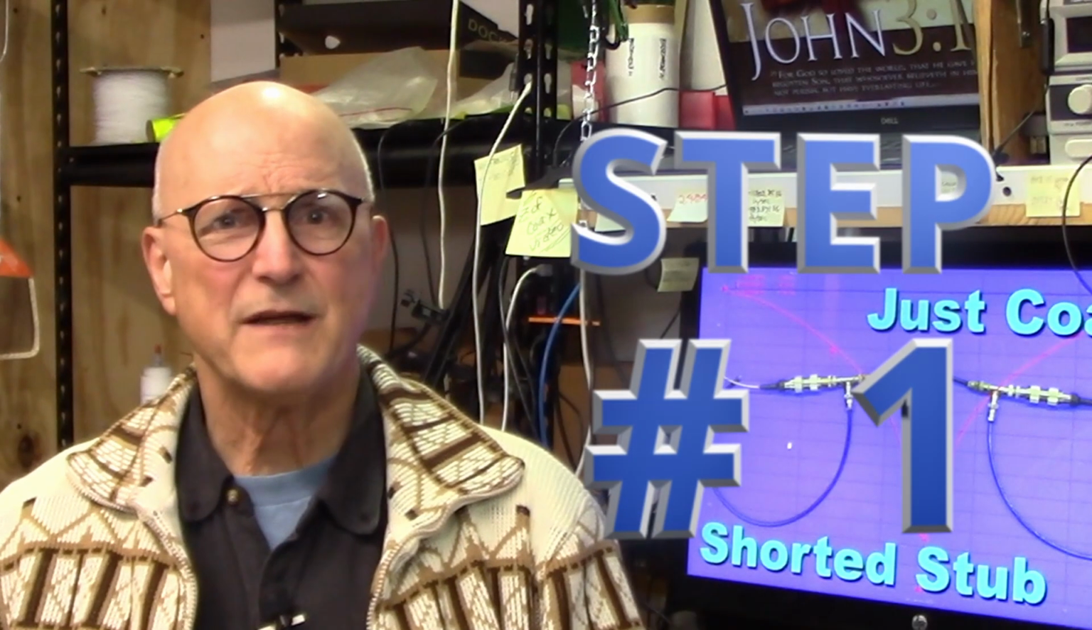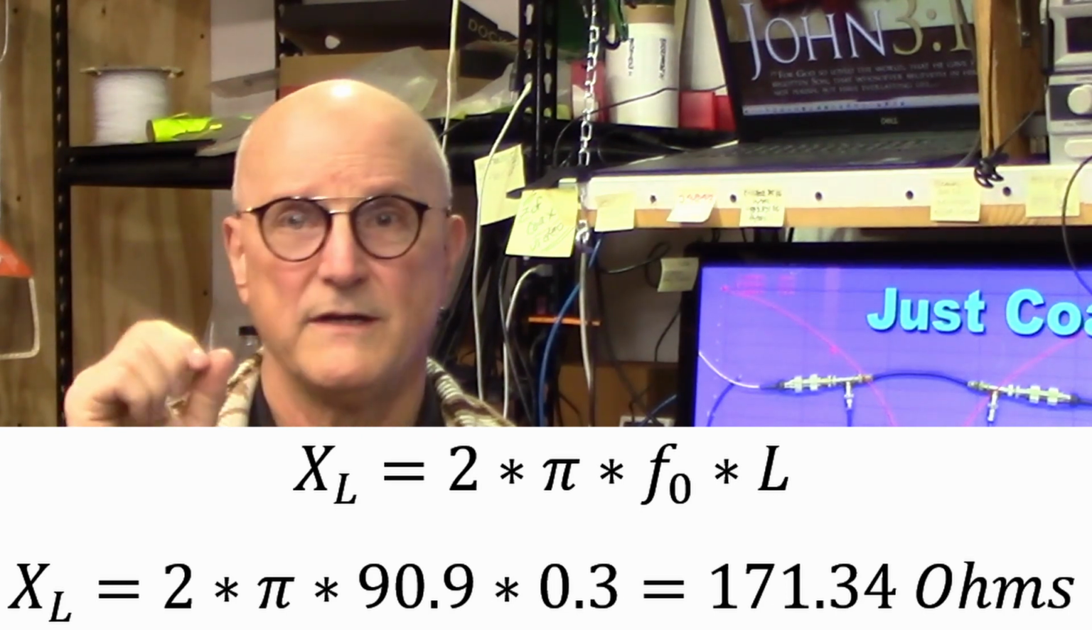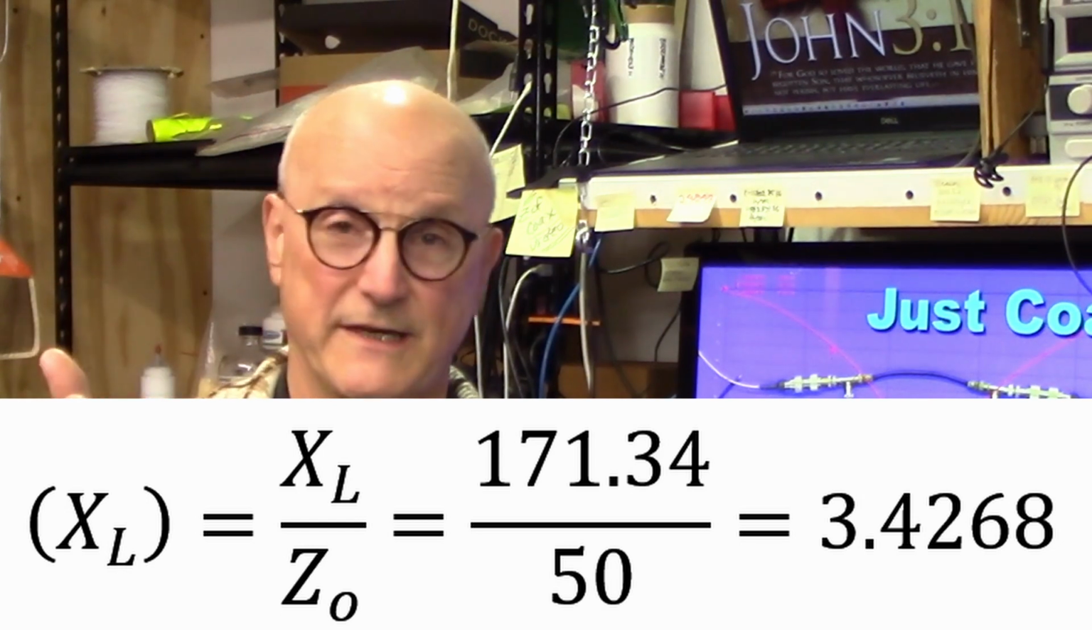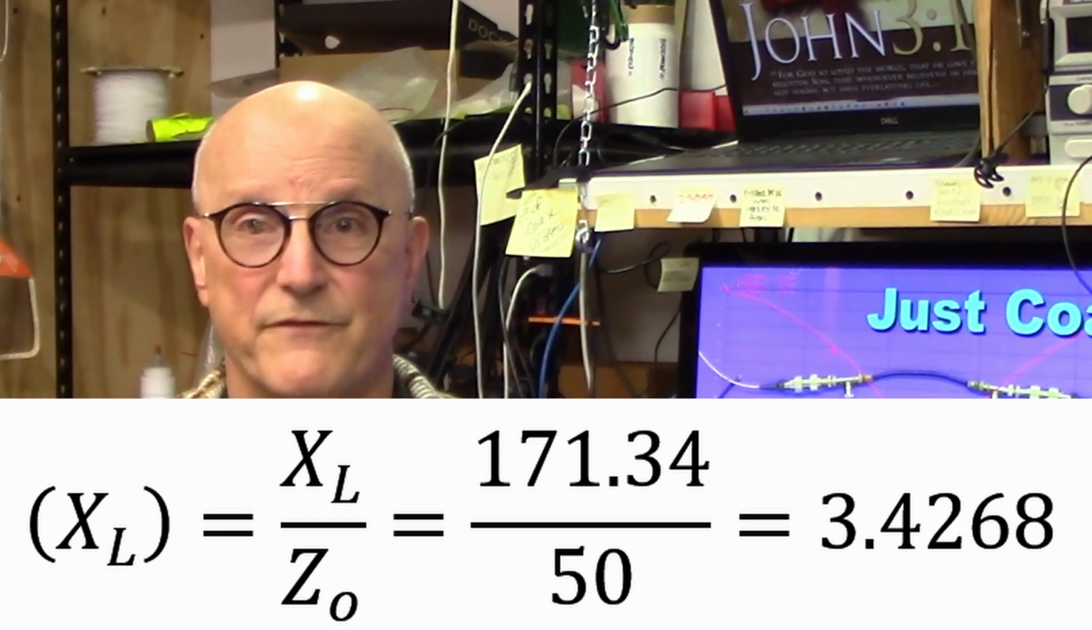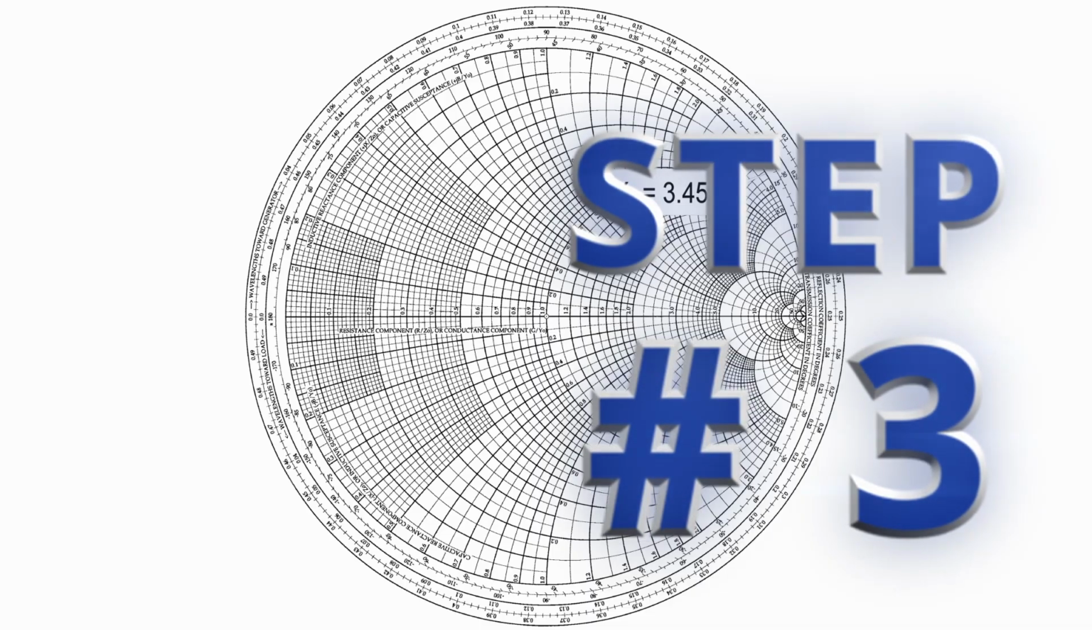Step 1. Our first step is to calculate the inductive reactance of the inductor at the target frequency. We have 300 nanohenries or 0.3 microhenries at 90.9 megahertz. This gives us an inductive reactance of 2 times pi times our frequency times our inductance, or 171.34 ohms. Step 2. The next thing we have to do is normalize the inductive reactance to the characteristic impedance of the coax that you're going to use for your stubs. To do this, we simply divide the inductive reactance by the characteristic impedance of the coax. So we get our 171.34, which we just calculated, divided by 50, which is the characteristic impedance of our coax, and we get 3.4268.